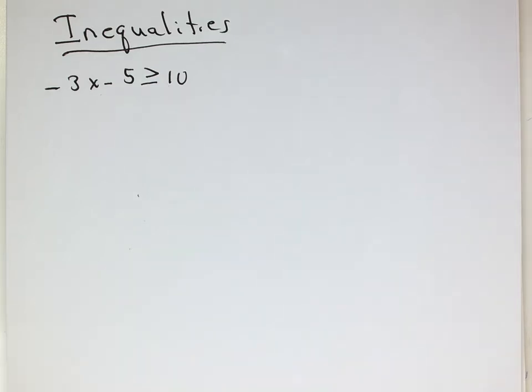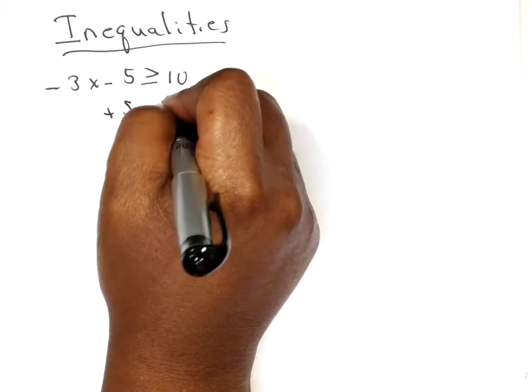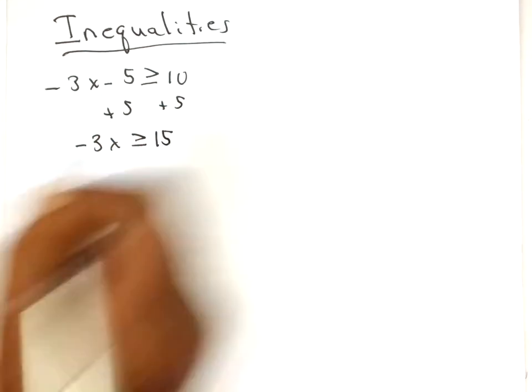Inequalities. So our first example, negative 3x minus 5 is greater than or equal to 10. My goal is to isolate the x. So I'm going to add 5 to both sides. We get negative 3x is greater than or equal to 15.